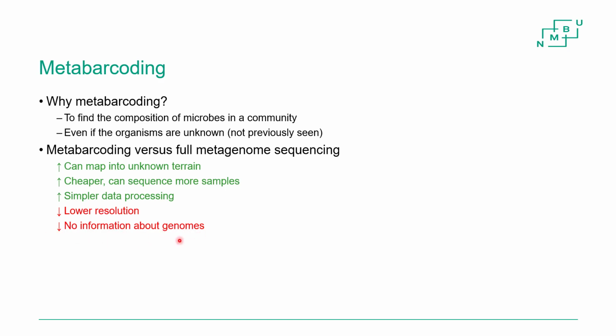So if you want to understand more about the genomes, the genes they have, the proteins they encode, and so on, then you have to do full metagenome sequencing. There is no way around that. Metabarcoding is for getting the overview of what type of organisms are there and how abundant they are.